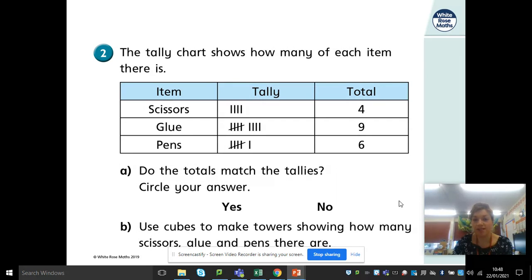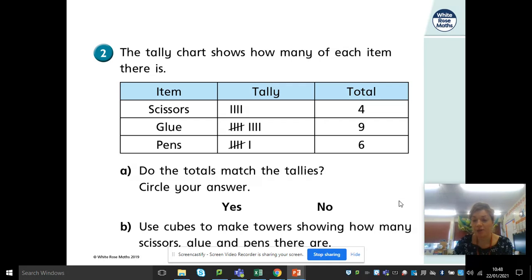So then next we've got a tally chart of how many of each item there is. So scissors, glue, pens. Do the totals match the tallies? Circle your answers. So you're going to have to check from the information that you've learnt already about tallies. You're going to need to check here to see whether the tallies look right or not. Use cubes to make towers showing how many scissors, glues and pens there are.